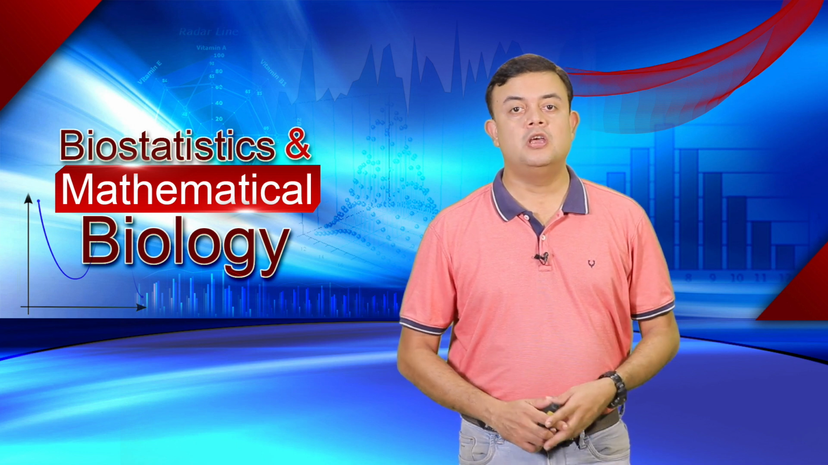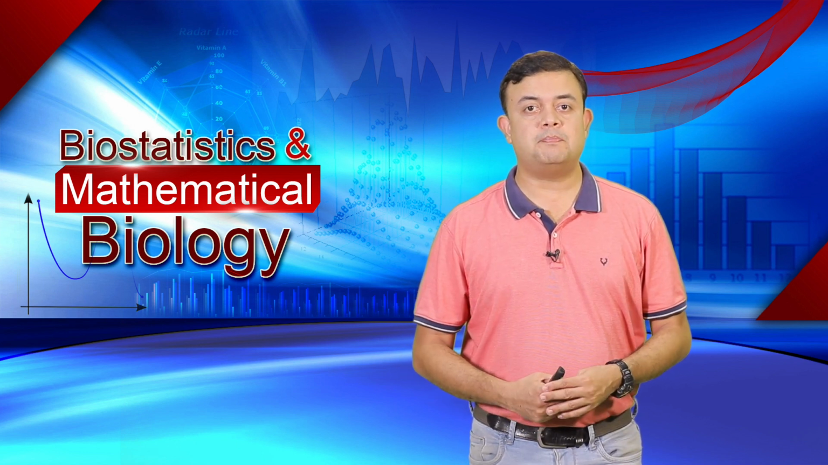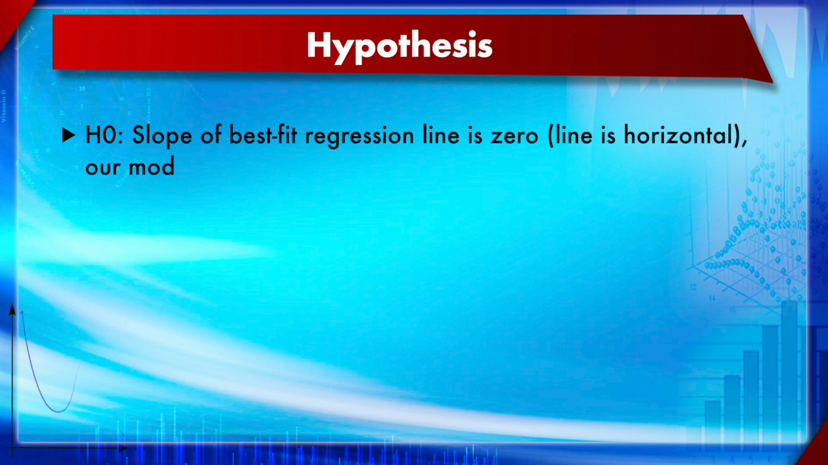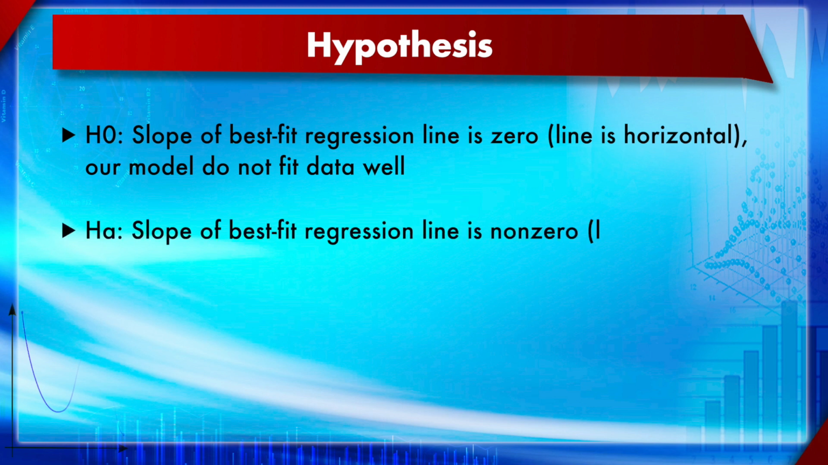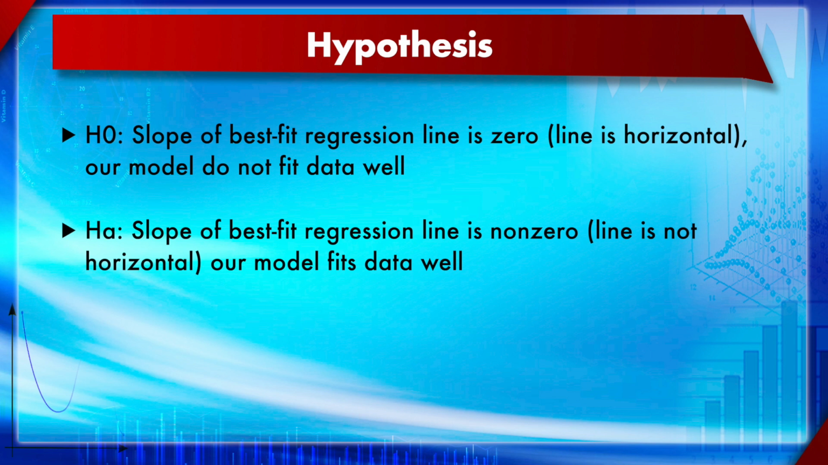What are the hypotheses in simple linear regression? The null hypothesis is that the slope of the best fit regression line is 0. The line is horizontal and our model does not fit the data well. The alternative hypothesis is that the slope of the best fit line is non-zero. That is, it is not horizontal and our model fits the data very well.